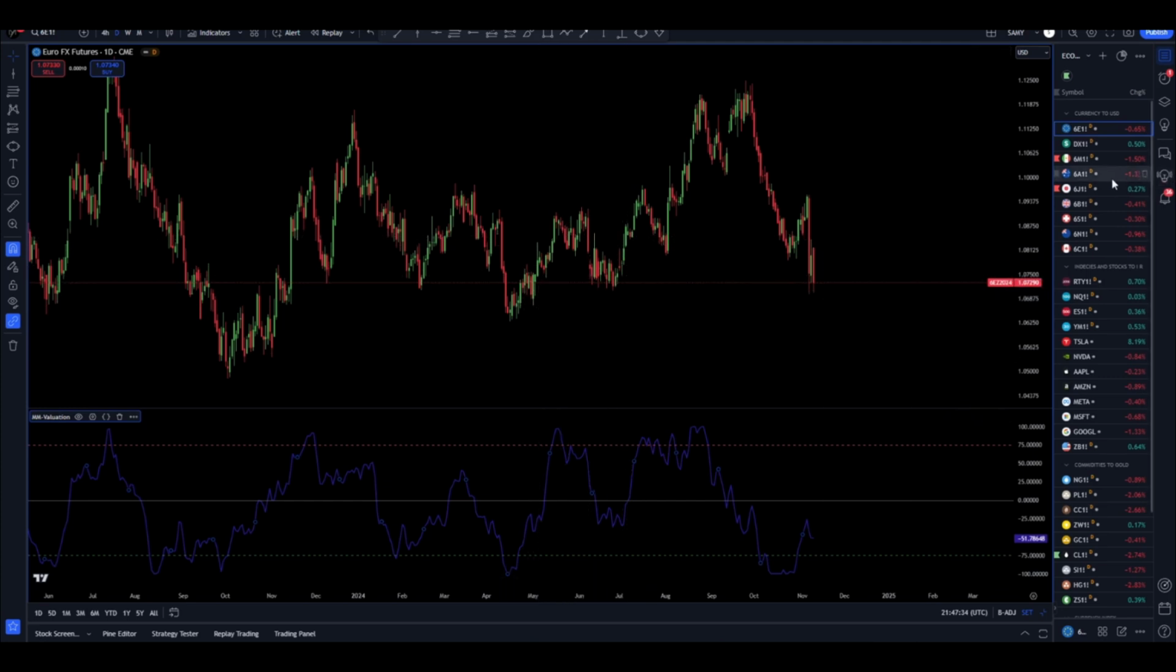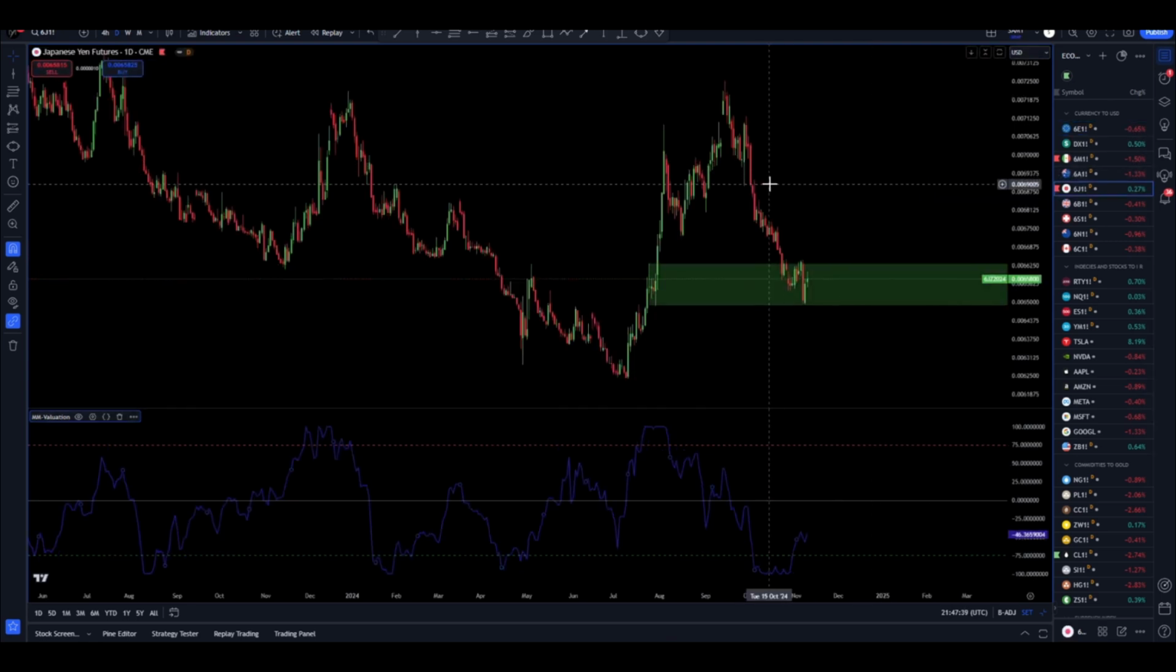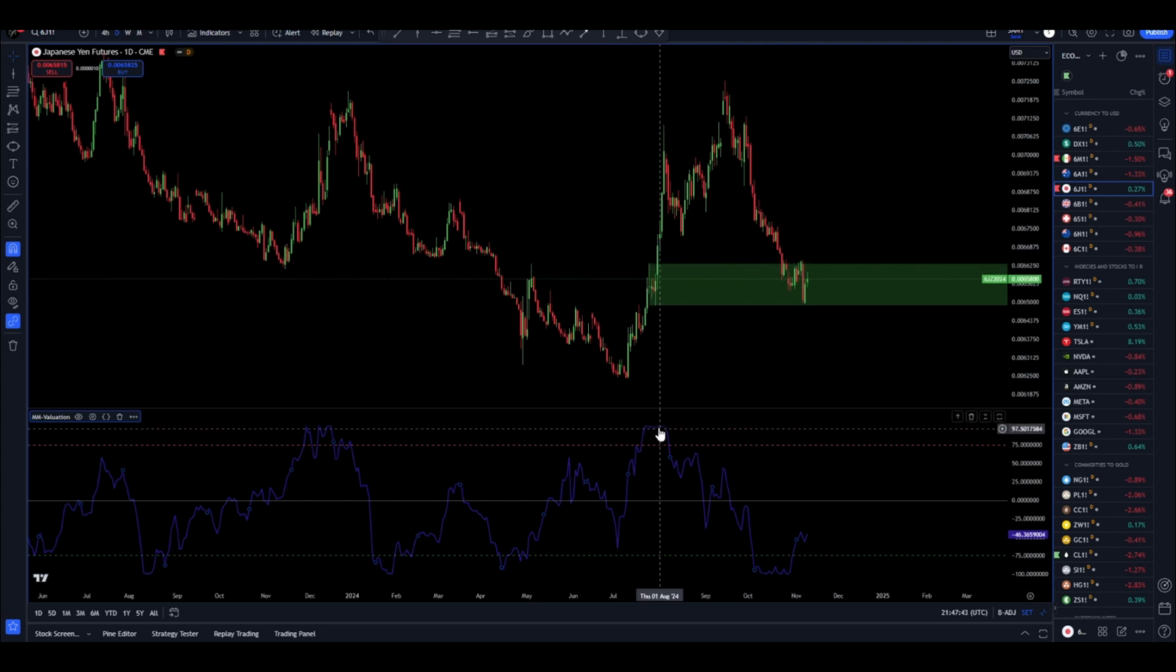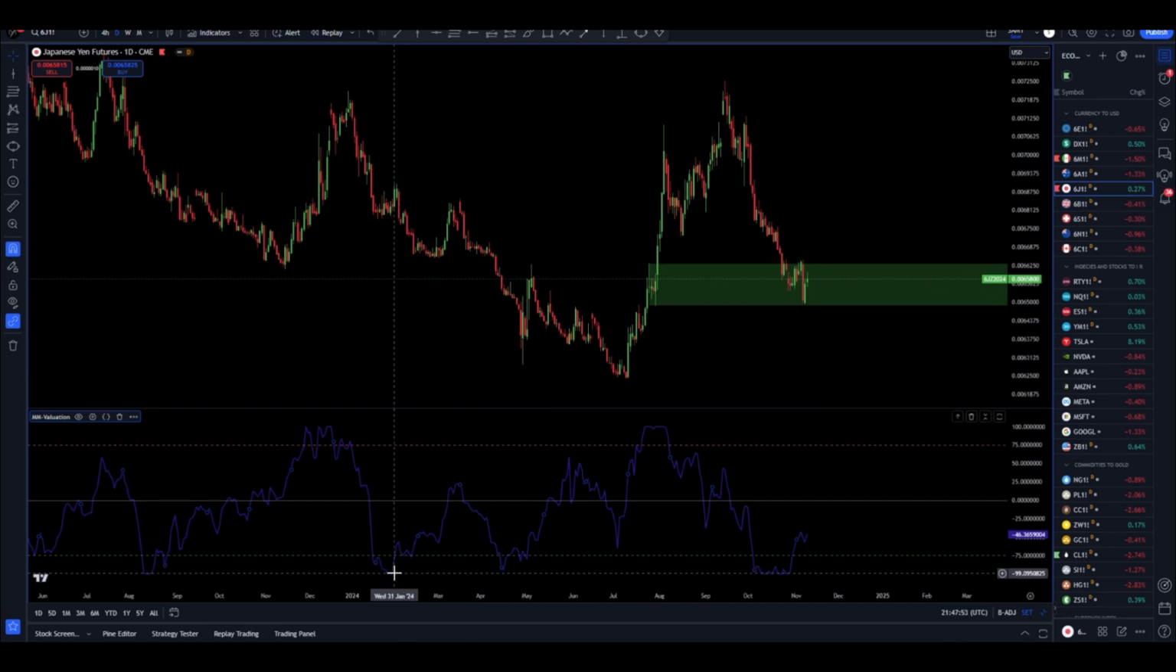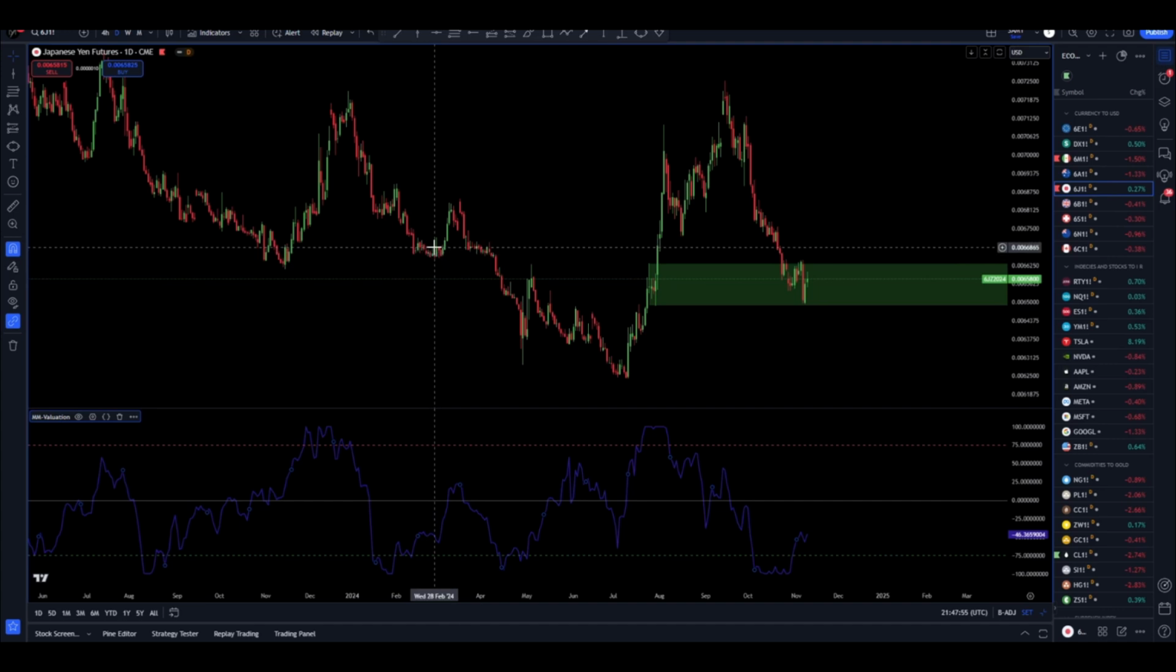Then we're going to select another currency, just as an example, the JPY. Over here, we have seen the JPY was overvalued against the dollar, and then we have seen a down move. Again, we have seen the JPY undervalued against the dollar, and then there was a rally in the currency.